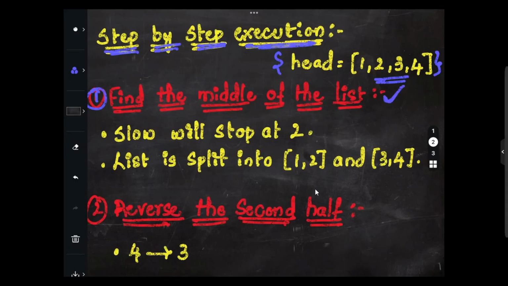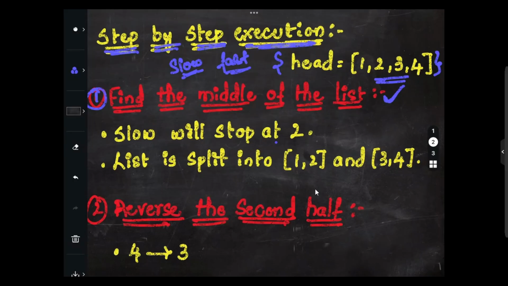Means we have to find the middle of the list. Middle of the list means here in this case slow will stop at 2. So we will be making use of the 2 pointers, one is slow and another one is fast.